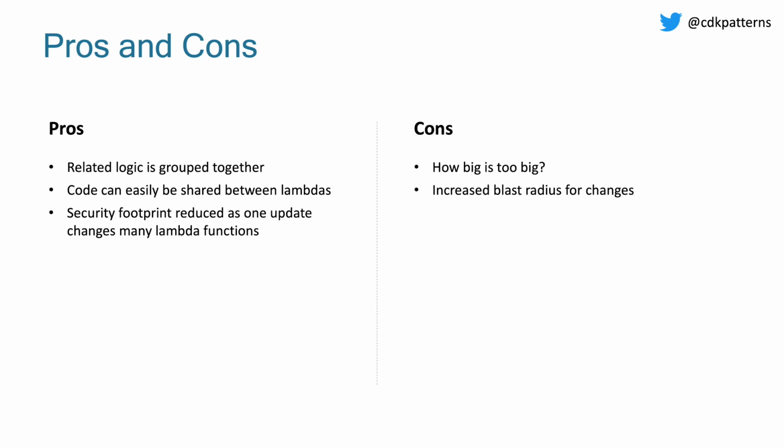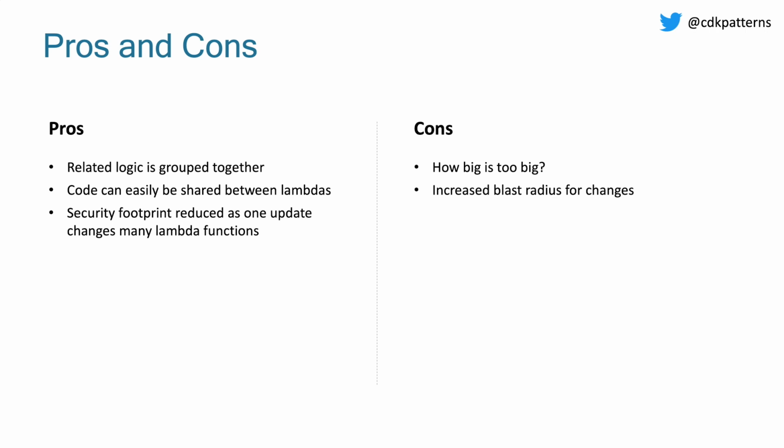The final one is that this does reduce your security footprint because whereas in the previous example, if there was a security patch needed to be deployed, I had to deploy those 3 lambdas independently. In this one, if I make a change to this file, there's only one package.json, so I update it once, and all 3 of these lambdas will get the update, which is pretty nice.